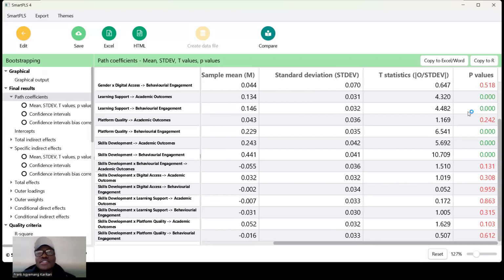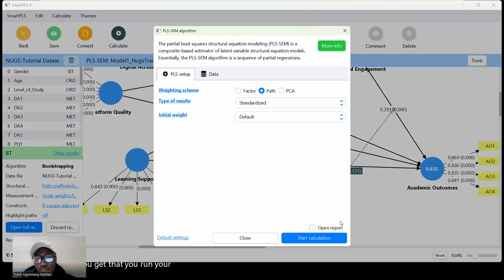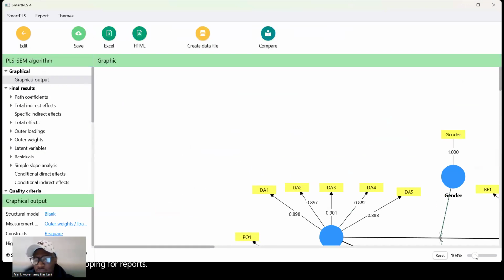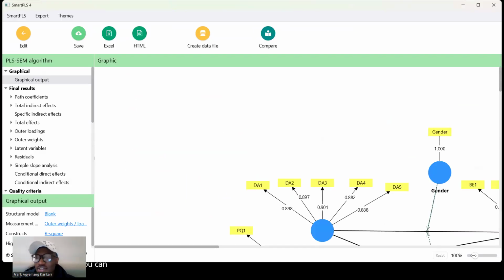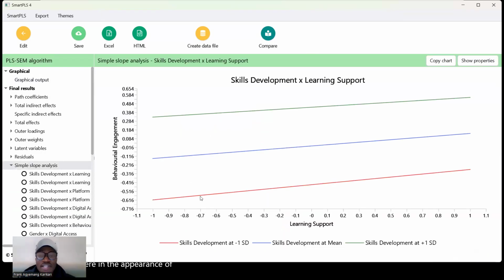Now we have what we call simple slope analysis. Okay, the software also gives that. So how do you get that? You run your PLS algorithm, and then you start calculating, open full report, and we can find our simple slope analysis in the PLS algorithm. Okay, and that gives us a graph. So now skill development and then learning support. Very good. And then the dependent or the outcome variable.